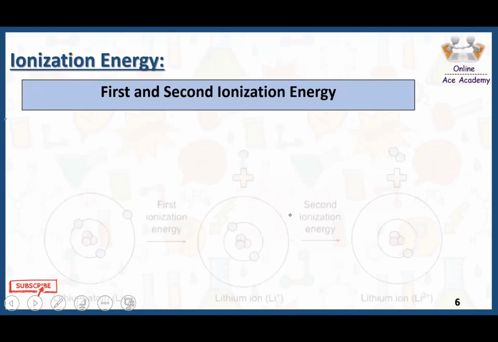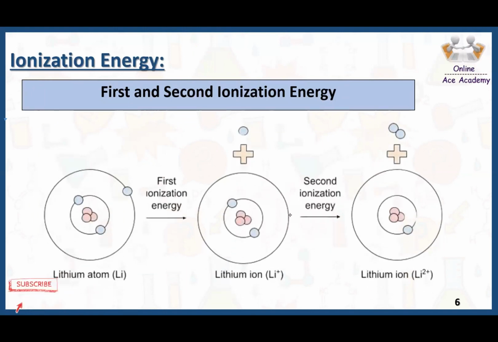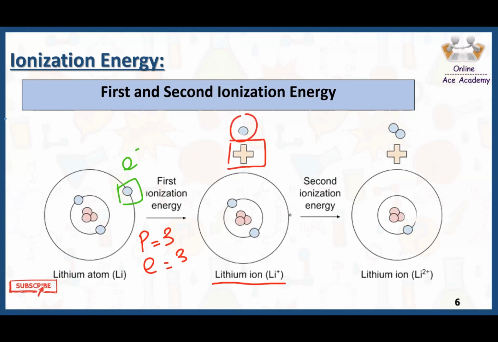Why is the second ionization energy always greater than the first ionization energy? Here we can see that we need ionization energy to remove this electron from the outermost shell. Here the number of protons is equal to 3 and the number of electrons is also equal to 3. On the other hand, now this lithium ion is a cation. It is unipositive. It has a positive charge, and one electron is removed from this atom. Now here we have two electrons, but the number of protons here is 3.